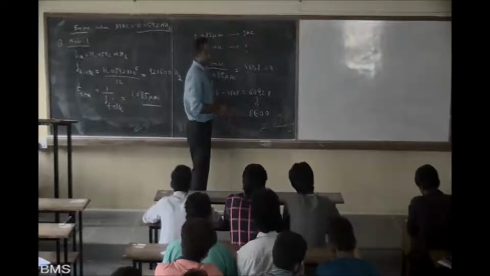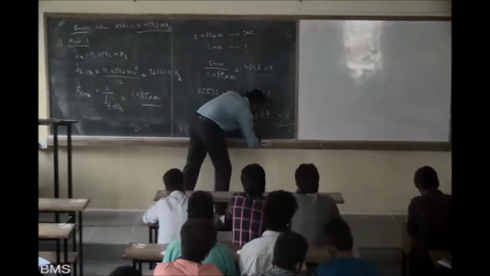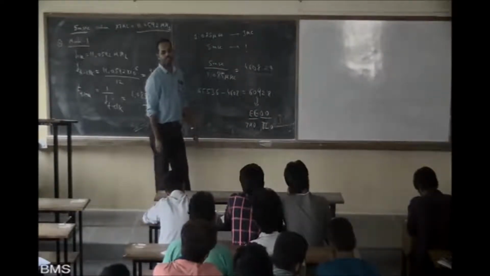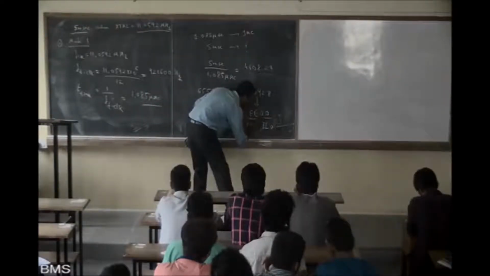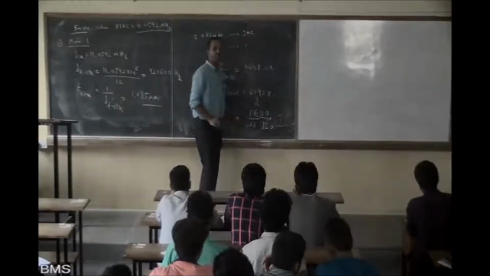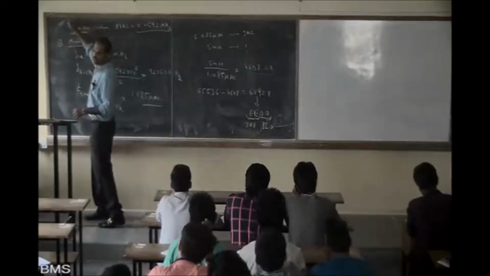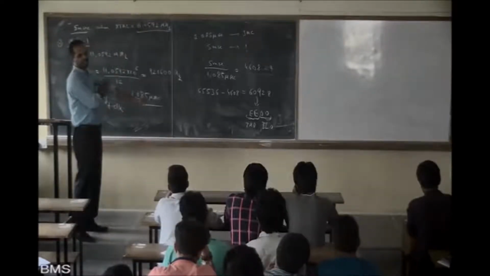EE00. This is the count value. What is the count value? This represents TH0. This represents TL0. Are you understanding? How to calculate the count value when the given question is like this?